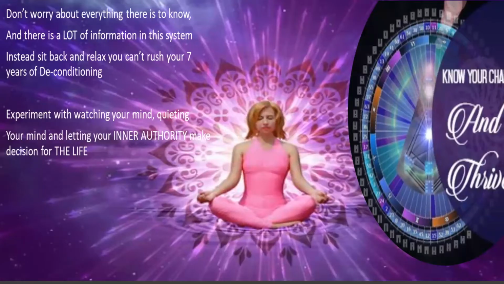Don't worry about everything there is to know about this system, okay? There's a lot to know. There's a lot of information. This system can go deeper and deeper and deeper. Right now, I'm teaching the 4 radical transformations, the rave cosmology. There are a lot of things to learn. But this moment, if you're listening, is about sitting back and relaxing.